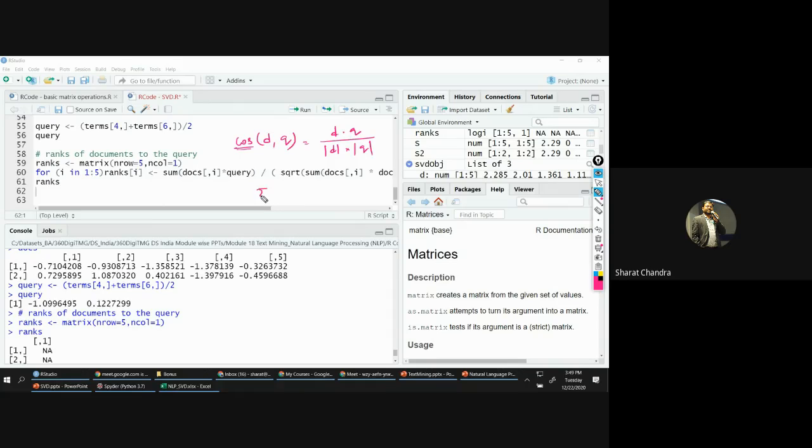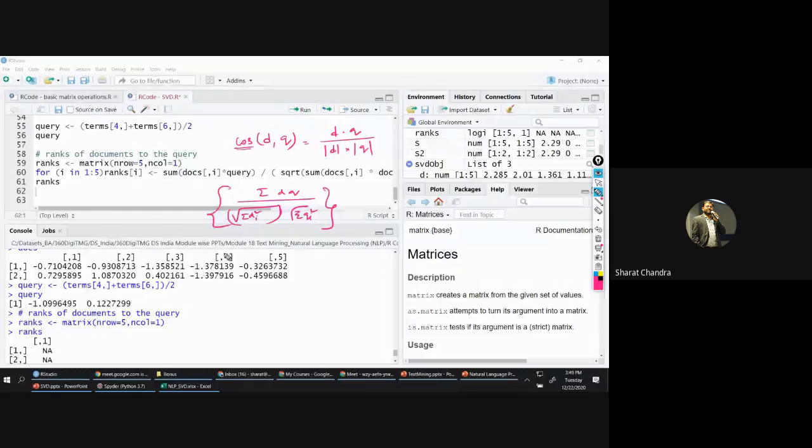So this is the summation of D and Q divided by the square root of the summation of DI square, multiplied by the square root of the summation of QI square. That means q1 square plus q2 square plus q3 square, and so on and so forth, right? So that's what we are trying to do here.